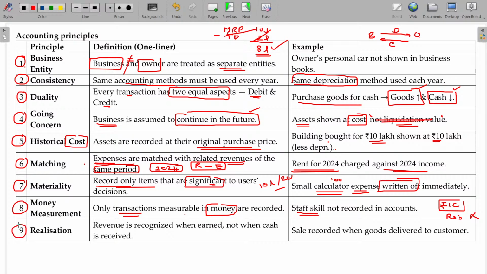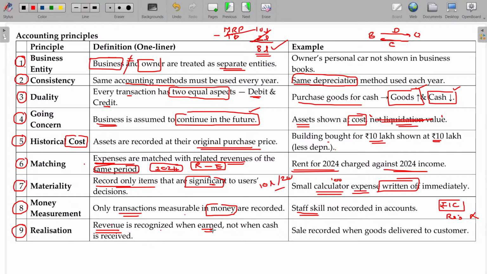The ninth one is the realization concept. This is especially applicable for revenue. Once the revenue is confirmed and you have received it, or the receipt of it is guaranteed, only then will it be considered as earning. If there is any doubt, it should not be recognized.